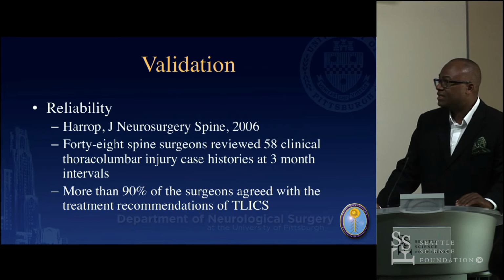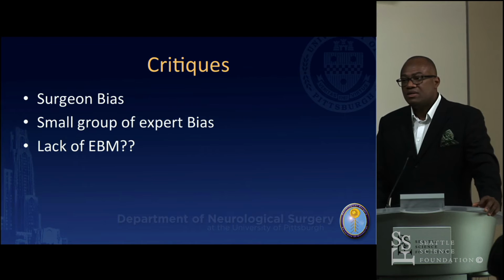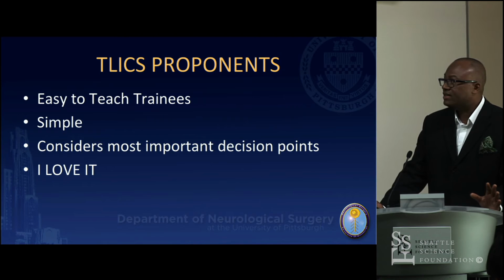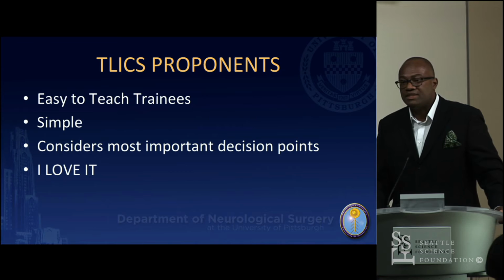But there have been critiques about it lately, surgeon bias. It's all about treatment. They were saying that other than expert opinion, there wasn't any good data to back any of what they were saying. But it really works, okay? It considers the most important decision points before you treat somebody who needs to be treated rapidly for mobilization, et cetera. It's simple and it's easy to teach trainees.